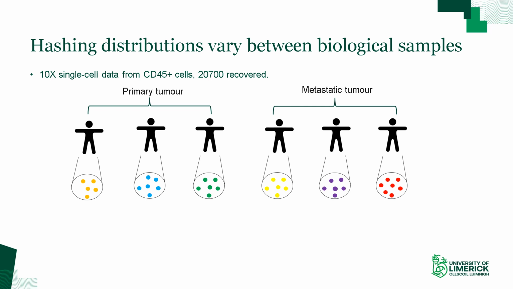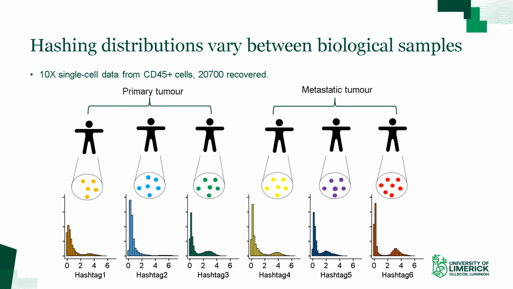We saw some of these issues with hashing quality on a recent data set where we had 10x single cell data from CD4 positive immune cells. Here we had 6 donors and we were comparing between primary metastatic tumors. So it was very important that we knew which cells came from which person.